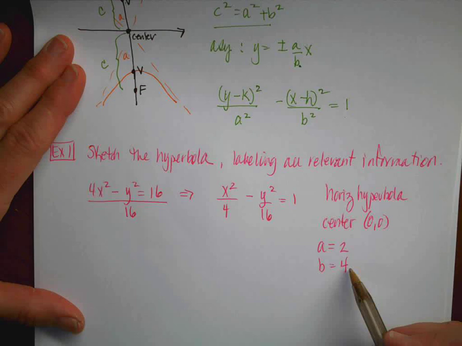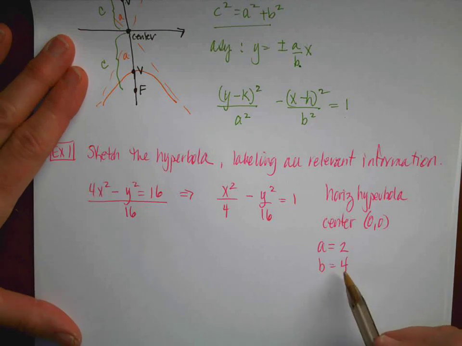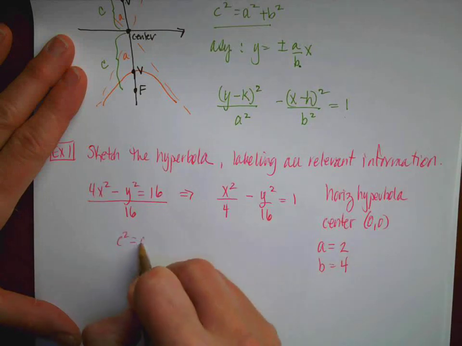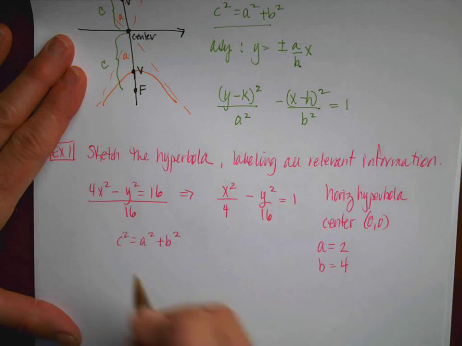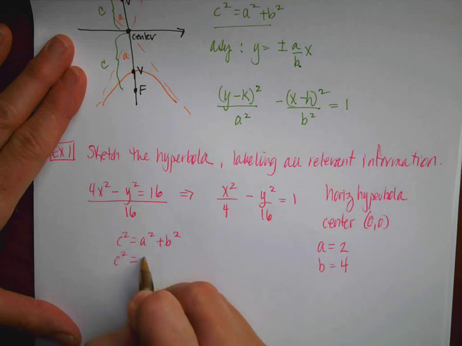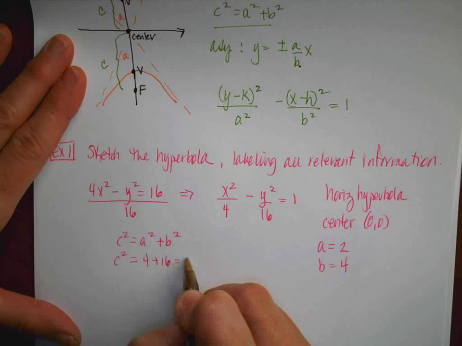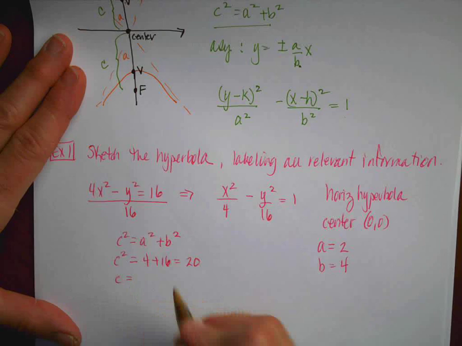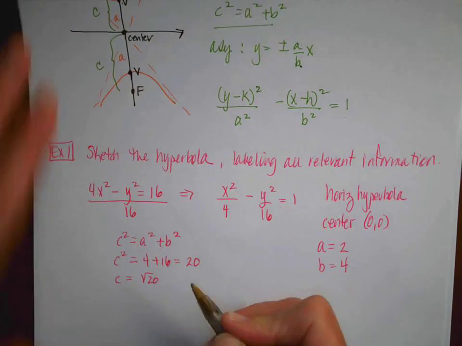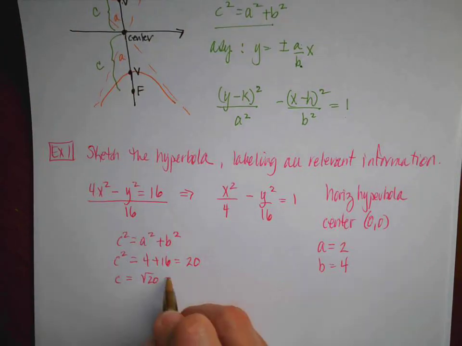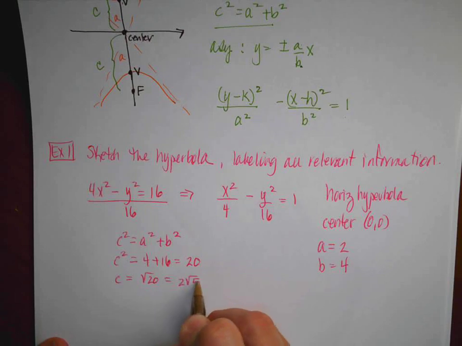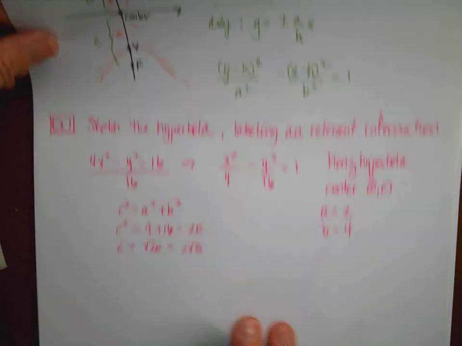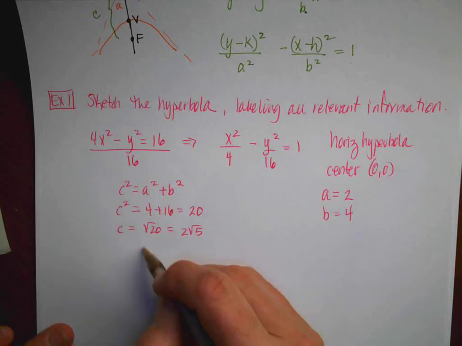On these, it doesn't matter which one's bigger. It just changes the shape of your hyperbola. I do need to find c because c is going to be the distance to the focus. So c squared is a squared plus b squared. So c squared is going to equal 4 plus 16, which is 20. Okay, and if I needed to solve for c so I could put it on my graph, it's the square root of 20. And then I could just push buttons on my grapher to find out what that decimal equivalent actually is.